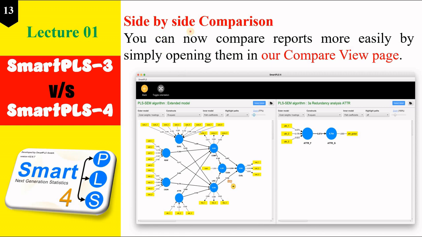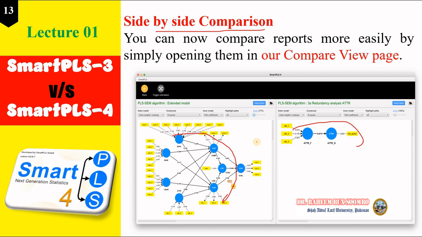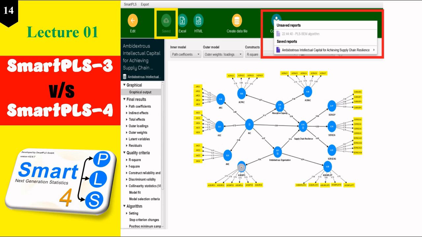And then another good option is the side-by-side comparison. Now you can compare your results side by side. You're looking here: this is one model, and this model has been taken from this model. So now you can compare easily within one window by bifurcating this window into 2. The results can be compared easily with this new feature which has been introduced in SmartPLS 4.